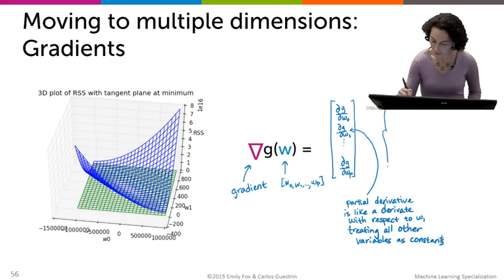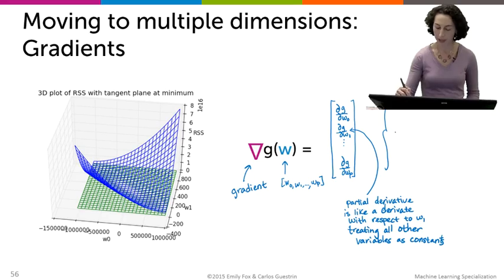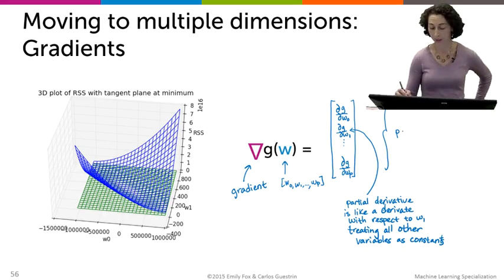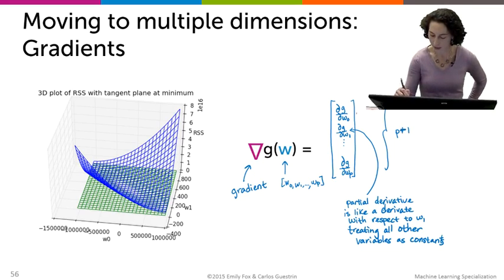Okay, so just to be clear, if we assume that there are some variables w0 all the way up to wp, there's a reason I'm using this notation. We'll see it later in this course, but this gradient represents a p plus 1 dimensional vector, because we're indexing and starting at 0.